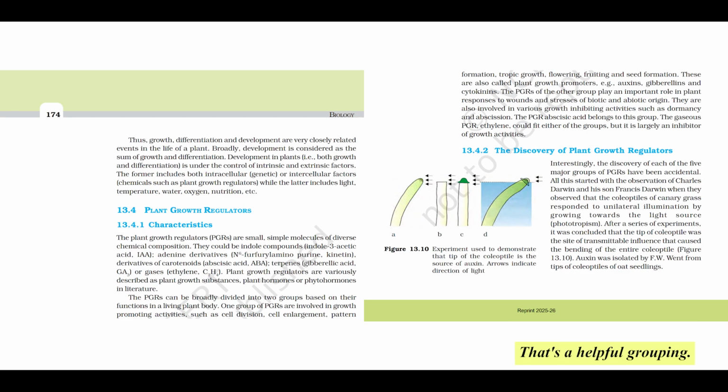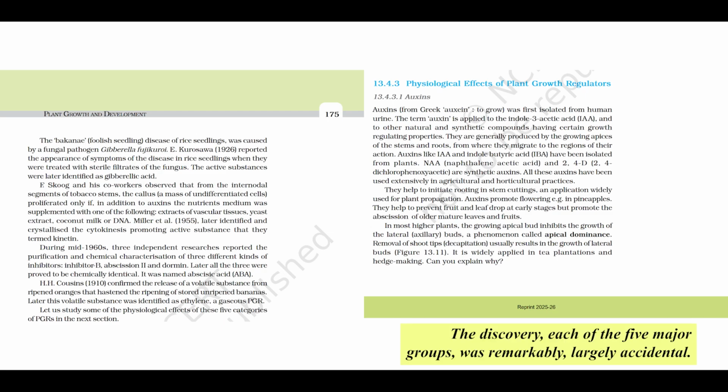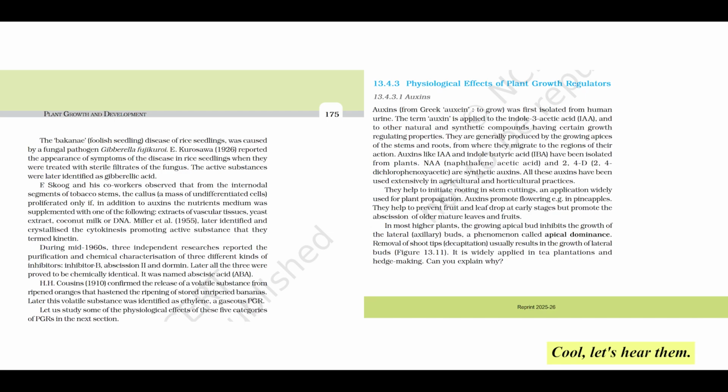That's a helpful grouping. So how are these actually discovered? You said small, simple molecules. Did scientists set out looking for them, or was it more accidental? The discovery stories are always fascinating. They really are. And you hit the nail on the head. The discovery of each of the 5 major groups was remarkably largely accidental, often stumbled upon while investigating something else entirely. These stories are classic exam material, too. Accidental discoveries. Cool. Let's hear them.